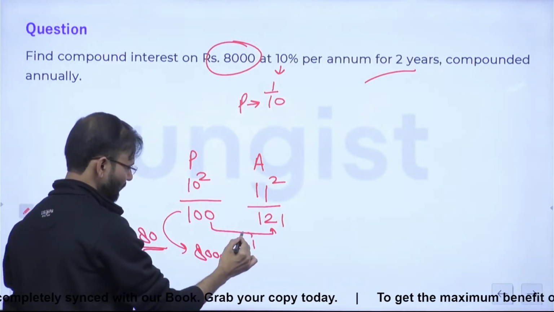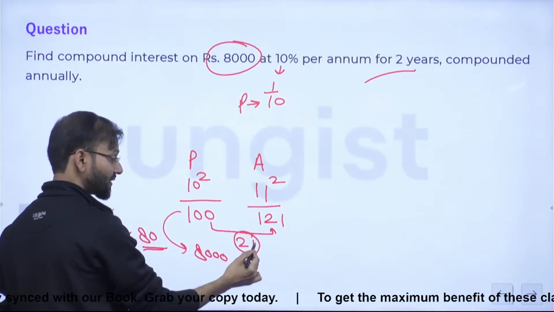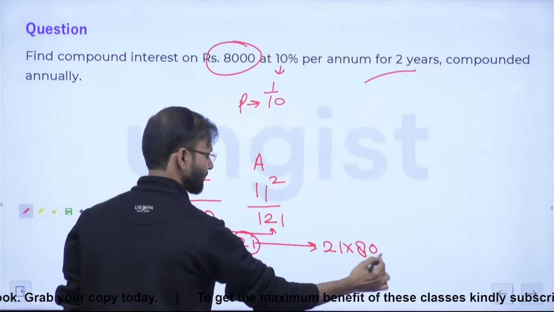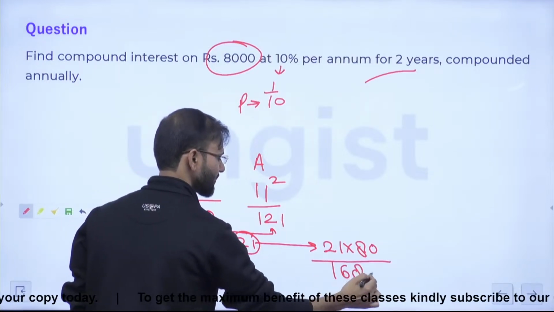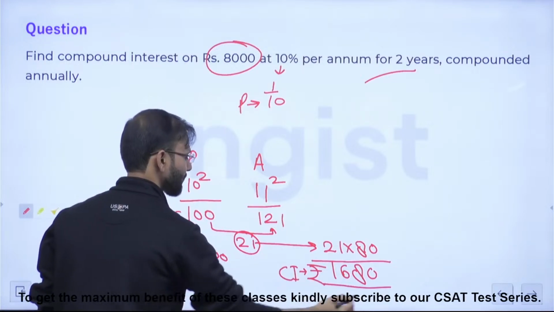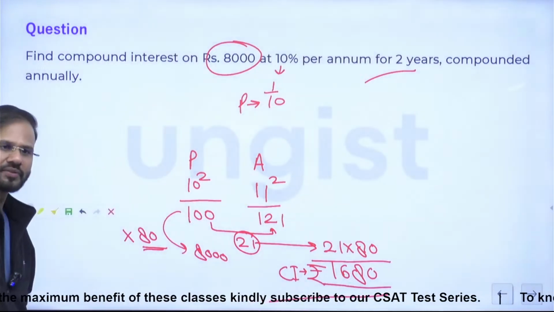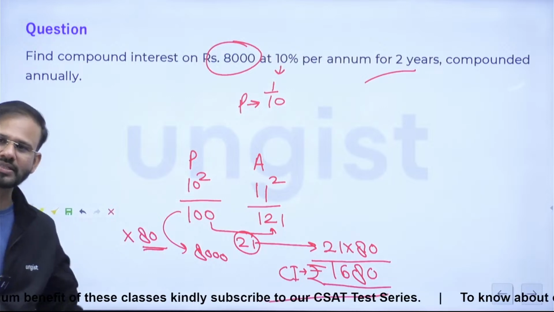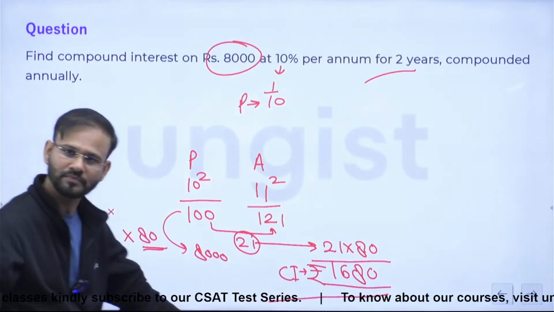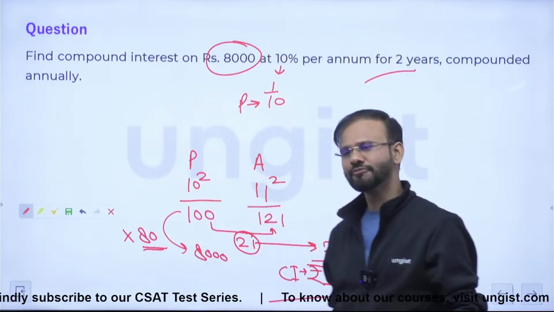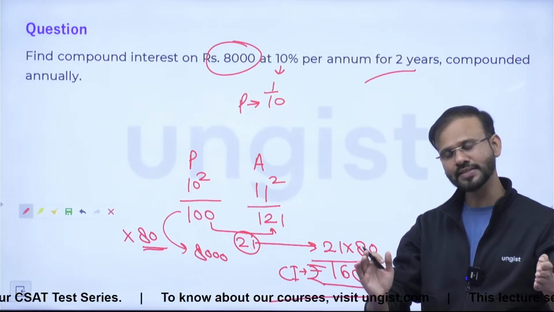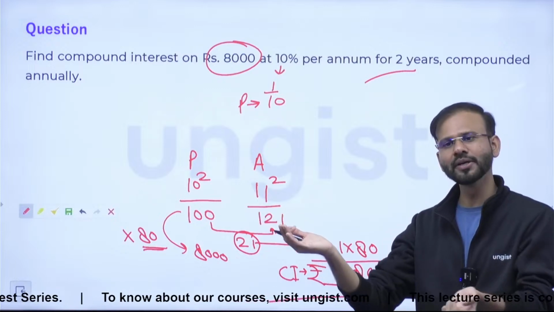We have found the interest as 21, so the actual interest will be 21 into 80. 21 into 8 is 168. So this is the answer, guys. The interest is this. This is CI. CI will always be greater than SI. For the first year, CI and SI would be the same, and from the second year onwards, CI will be greater than SI.